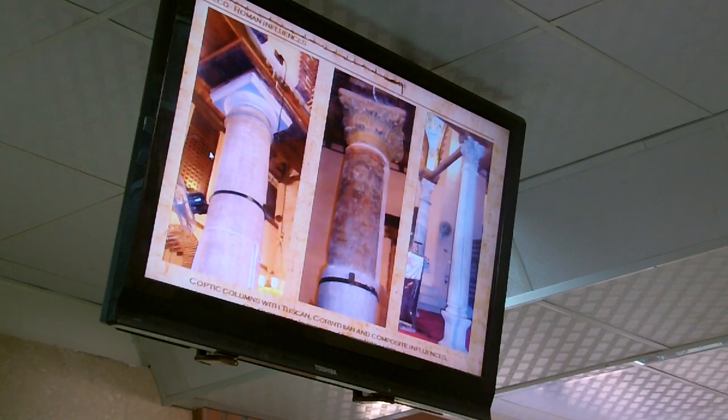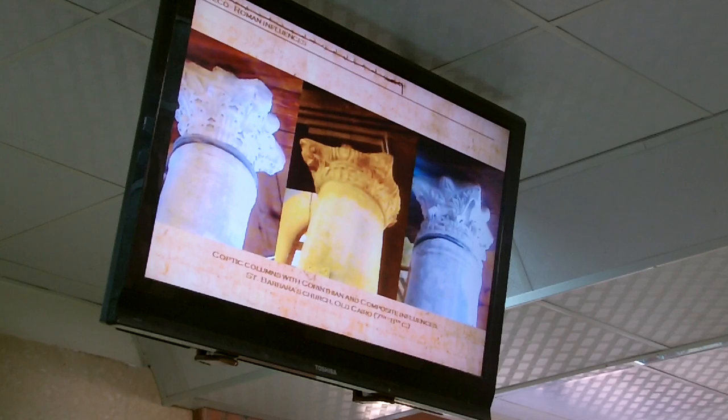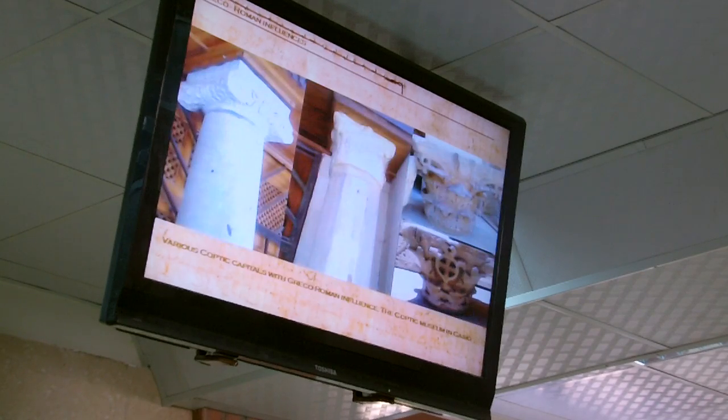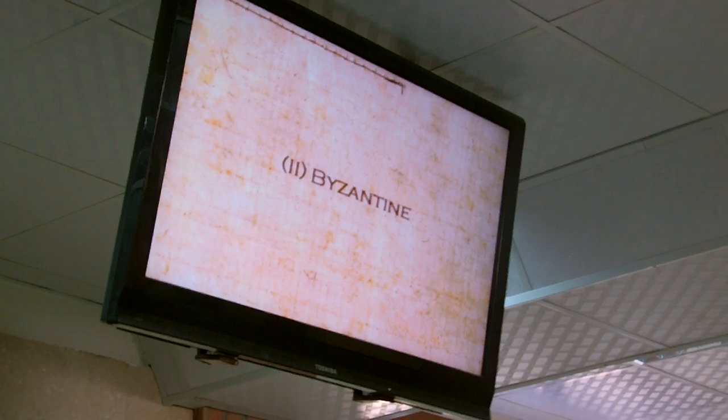From left to right, this is a Tuscan capital and a Corinthian one, and the composite one from the Church of Rashmana, Fustat, Old Cairo. I'm just gonna skip to the rest. Then we get to Byzantine architecture.